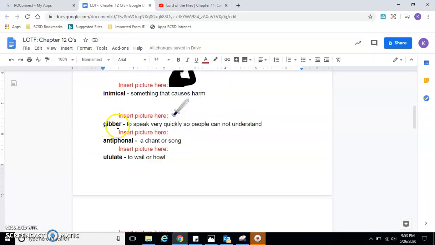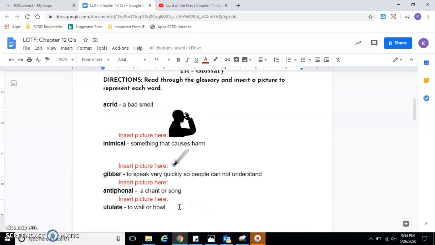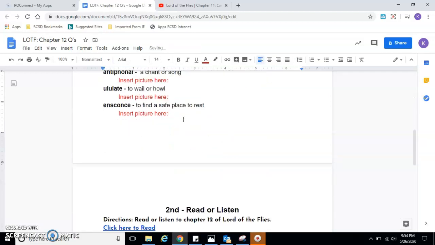Okay, next word, gibber. To speak very quickly so people cannot understand. Maybe you want to find a picture of someone with a word bubble or something. Antiphonal, a chant or a song. Insert a picture. Ululate, to wail or howl. Maybe you want to put a picture of a wolf howling. Ensonance, to find a safe place to rest. Okay, find a picture for those last few ones. I just wanted to give you a couple examples to help you get started.